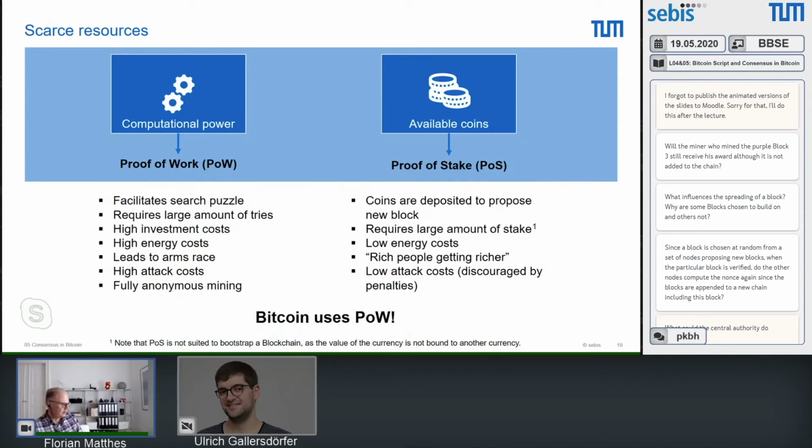So you put the new currency up as a stake, and then people have a strong incentive not to lie. Because why should they lie if there's money on the table? It is simply a losing game. So proof of stake is also a very attractive way of doing it.